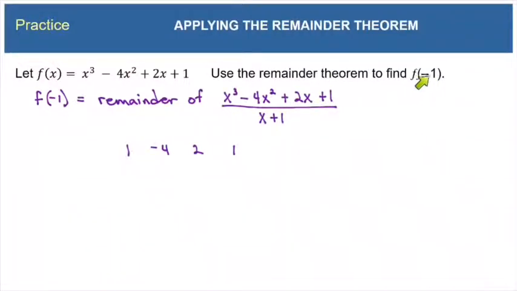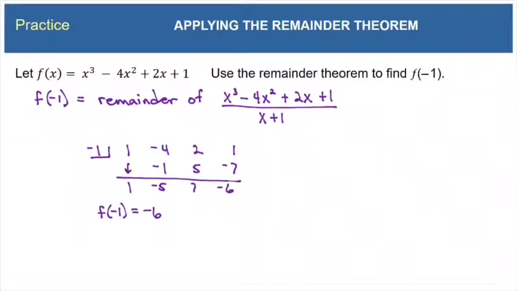And now we want to evaluate our function at -1. So -1 goes in the box. Here I've left a blank row and I've drawn my line. So now I'm going to pull down the first coefficient and multiply back. -1 times 1 is -1. Now add, we get -5. Now multiply. -1 times -5, that's +5, and add, we get 7. Now multiply -1 times 7, and that's -7, and now add, and we get -6. So now because -6 is our remainder, we can say that f of -1 equals -6.